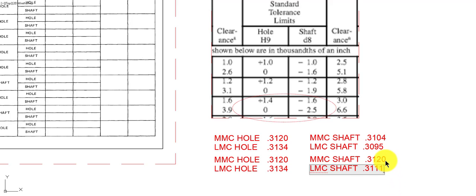0.3111. That's what I get when I add 1.6 to this number right there. All right, that's fine, but I have to do the same thing over here. I have to add 1.6 over here. If I add 1.6 over here, I get 0.3136. Now that's the max material condition size of the hole. And if I'm going to do that, I then have to do the same thing down here. If I do the same thing down here, then I'm going to add 1.6 here, so I am going to get 0.3150.